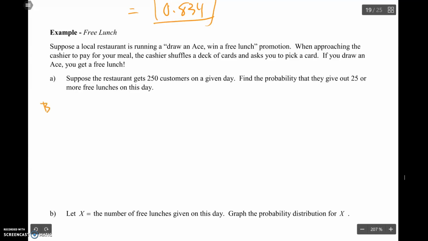So is this a binomial distribution? Binary, either you get a lunch or you don't. Independent, if the first person wins a lunch, it doesn't influence the other ones because you're going to shuffle the cards over again. Set number of trials, yeah, I got exactly 250 people coming in according to this. And the probability of success of a win is the same every time. Yeah, if you're drawing an ace, that's 4 out of 52. Probability is 4 out of 52 or 1 out of 13. So this is binomial.